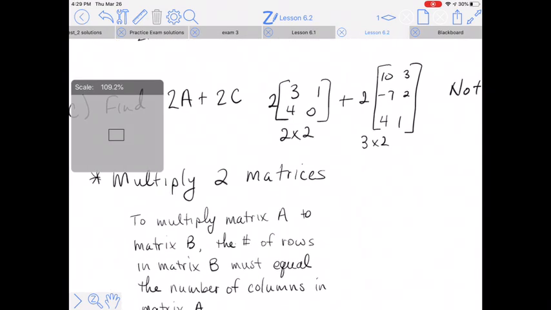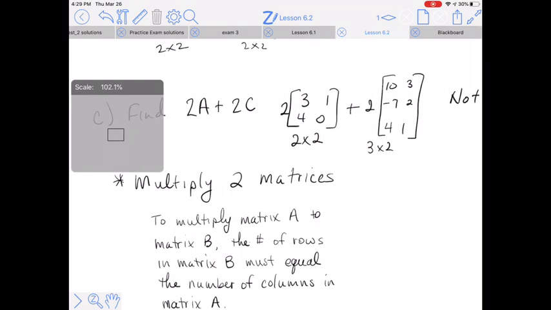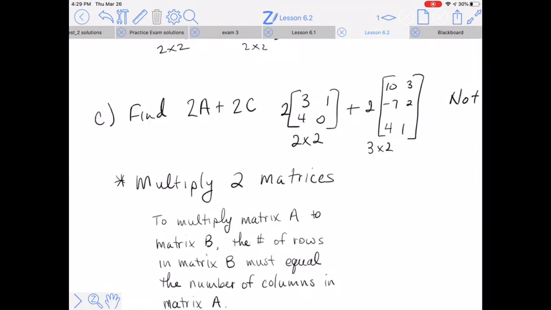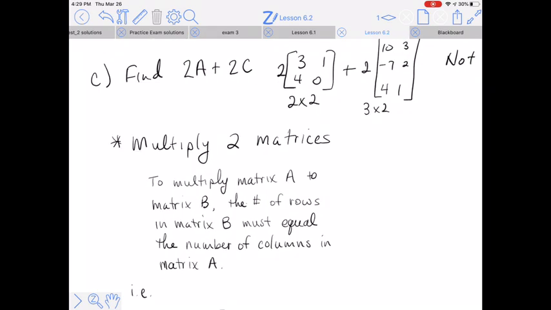Okay, now we're to the other part of multiplying matrices, where we're actually going to multiply two matrices together. In order to multiply two matrices, it's not a matter of both matrices being the same size. They actually don't need to match exactly. But in order to multiply, for example, matrix A to matrix B, the number of rows in matrix B must equal the number of columns in matrix A.